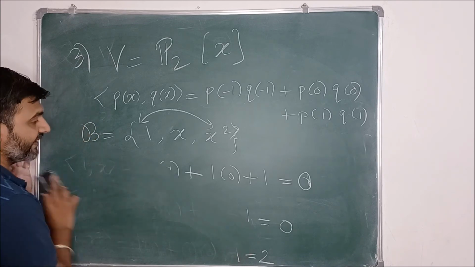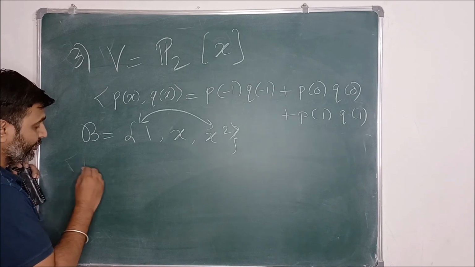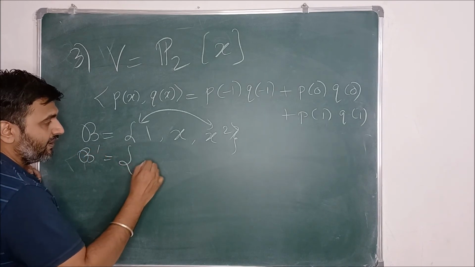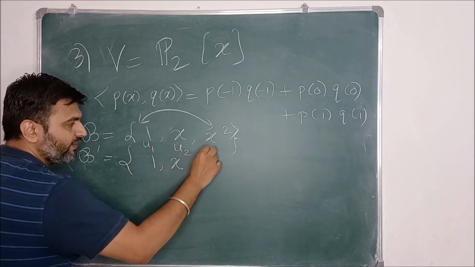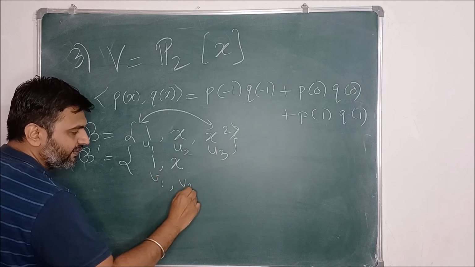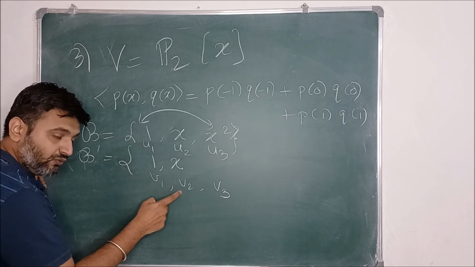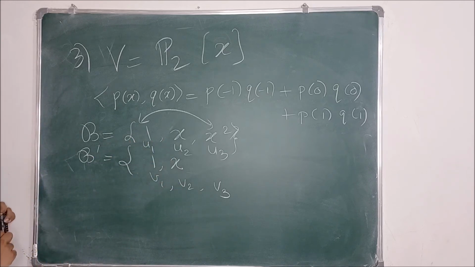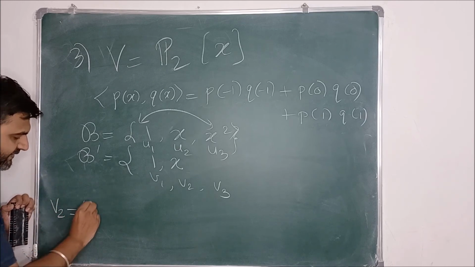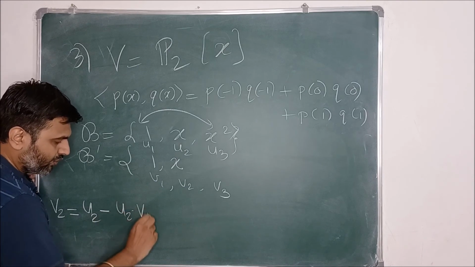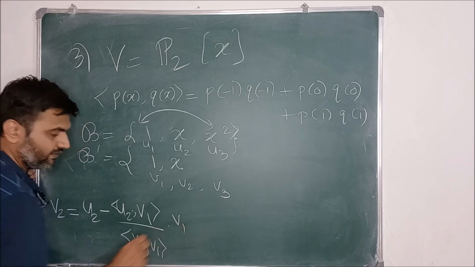So one has to find the orthogonal set with respect to this inner product. What you do is my B prime, since these two are orthogonal, this will be the same only. If this is my U1, U2 and U3, I want to find V1, V2, V3. So my V1 is the same as U1. You try to find V2, it will come out to be x. You don't trust me, so let us try to find it. What is my V2? It is U2 minus inner product of U2 with V1 upon inner product of V1 with V1, into V1.